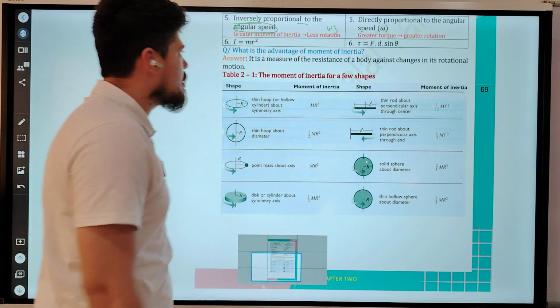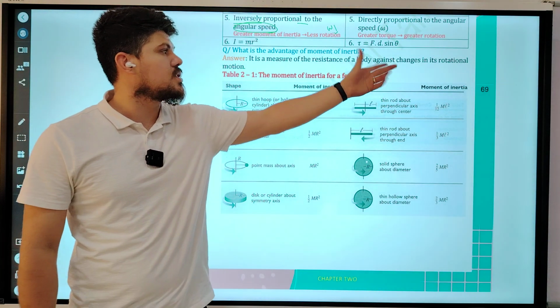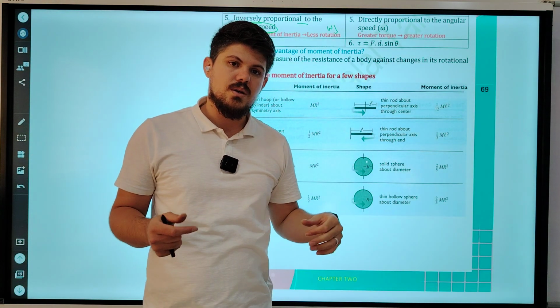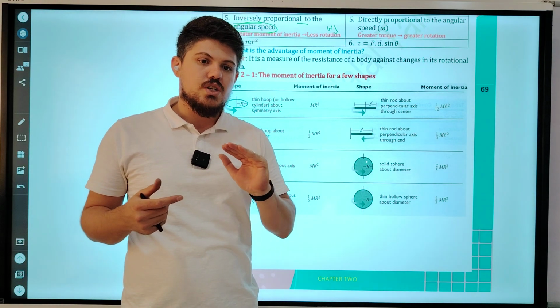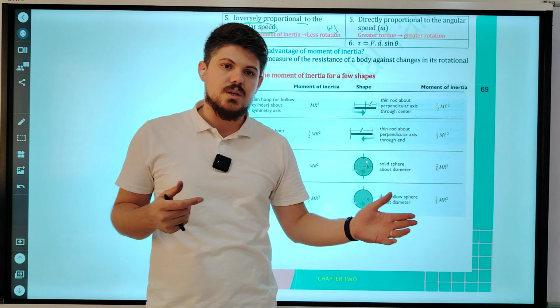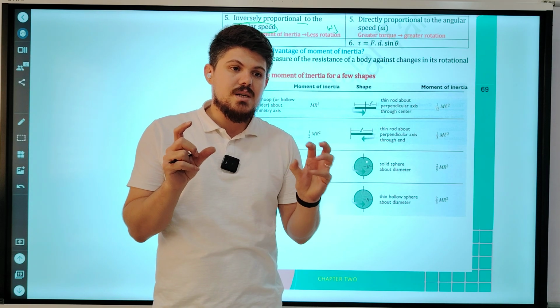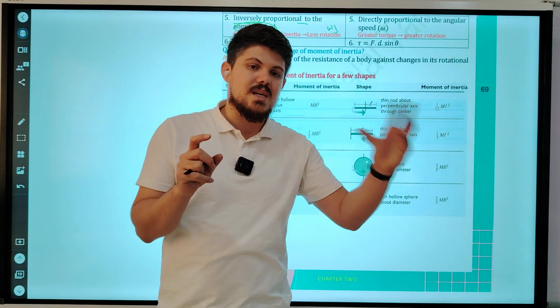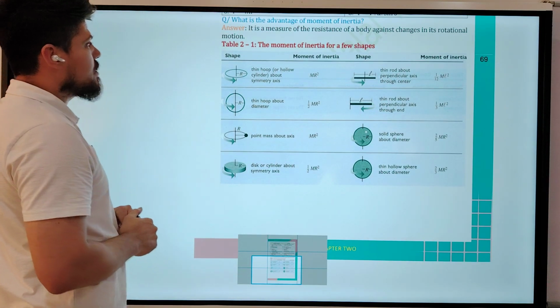What is the advantage of moment of inertia? It is a measure of the resistance of a body against what? Change in its rotational motion. Okay? So the moment of inertia is the resistance to change in rotational motion. But inertia alone is the resistance to change in translational motion, not rotation. Okay? Here we have some shapes.